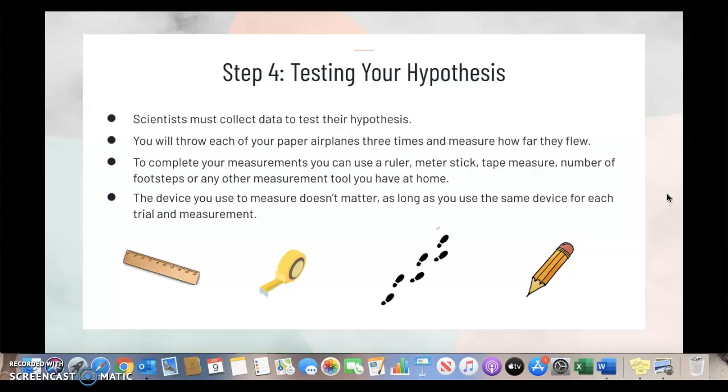Obviously, if we were in the classroom, I would have meter sticks for you to use, but since you're at home, you might not have one. So you're just going to find some sort of measuring device in your house. It can be a ruler, a meter stick, a tape measure. If you don't have one of those devices, you can count your number of footsteps. You can use your Chromebook. How many Chromebooks did it travel? It doesn't matter what you use. It's really important that you use the same measurement in all your trials, okay?